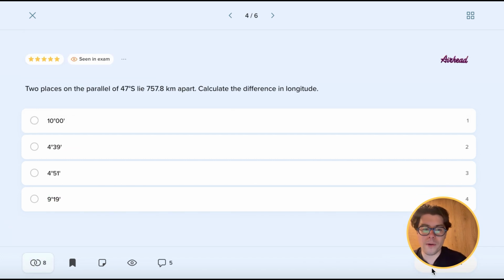For question number 4, 2 places on the parallel of 47 south lie 757.8 kilometers apart. Calculate the difference in longitude. So this is a classic question that will ask us about the departure, and these questions actually will come in abundance during your GNAV exams. For these type of questions, remember to always change your kilometers into nautical miles, because this is what you simply need to calculate.